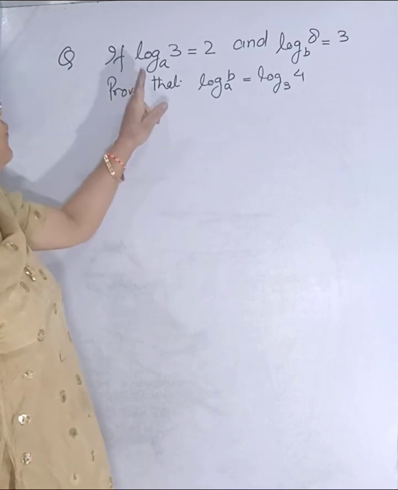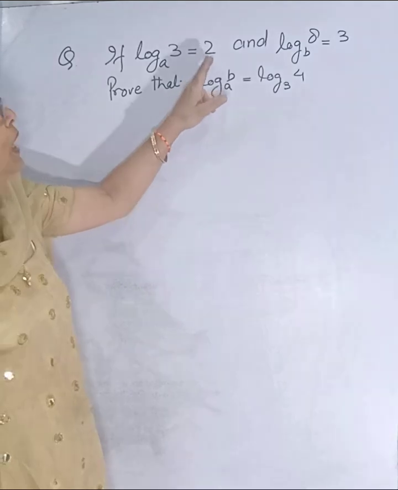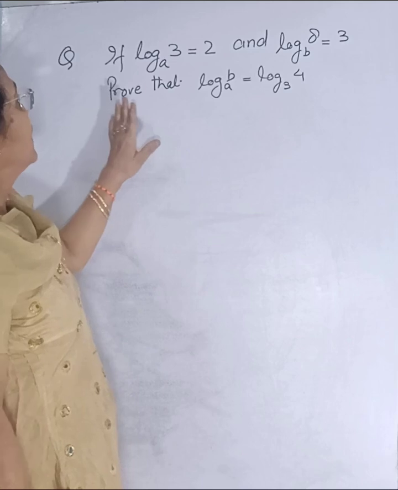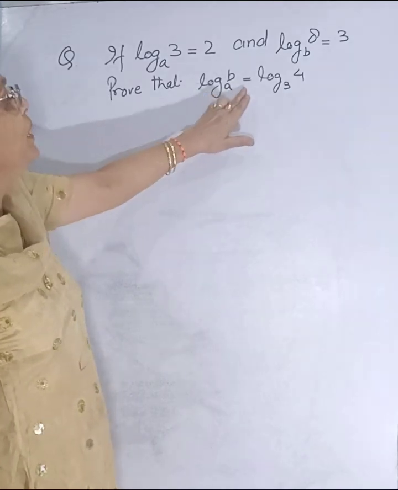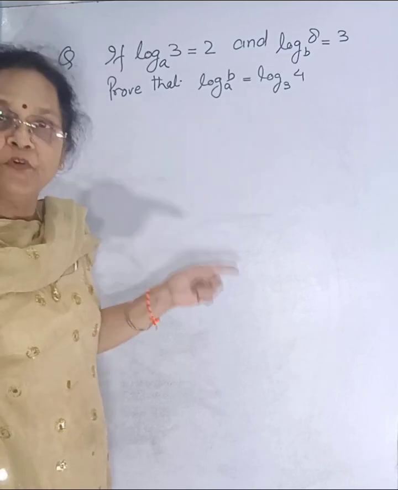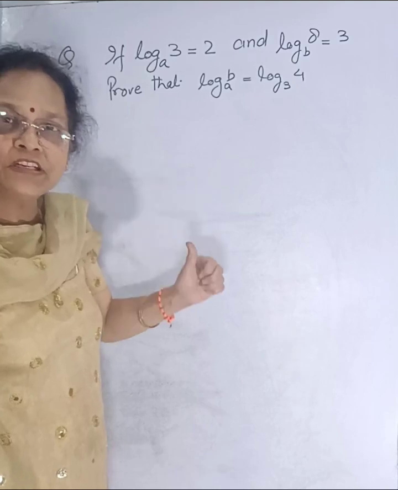Question है, if log of 3 to the base a is equal to 2 and log of 8 to the base b is equal to 3, then we have to prove that log of b to the base a is equal to log of 4 to the base 3. ये प्रूव करना है. क्वेश्चन मैं कर रही हूँ, आप लोग ध्यान से देखें.